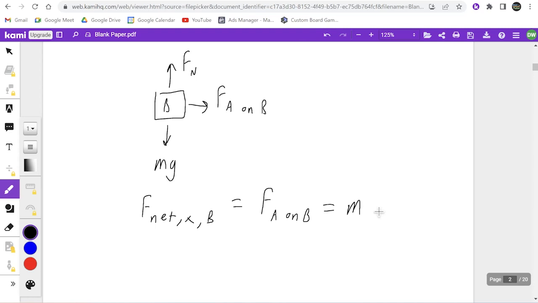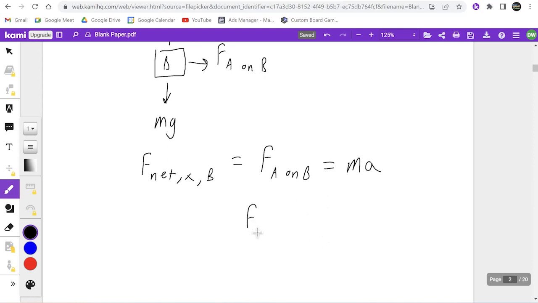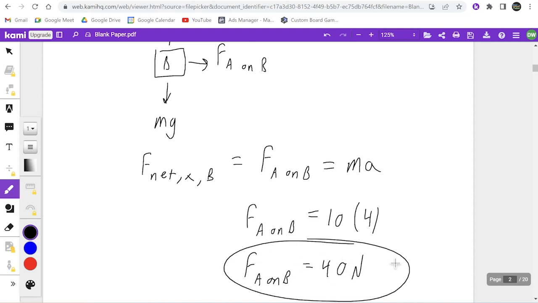Now this mass is no longer both masses together. Now it's just the mass of block B. So FA on B equals, mass B is 10 times the acceleration, which is 4. It looks like FA on B is going to be 40 newtons. And there's my answer.